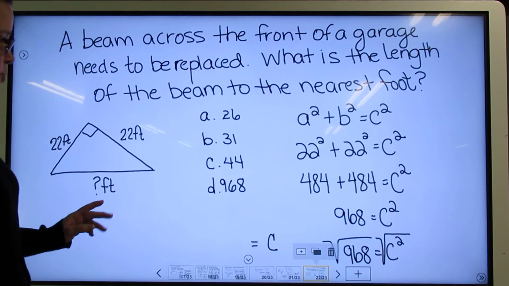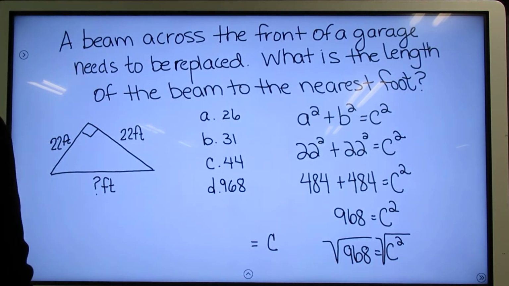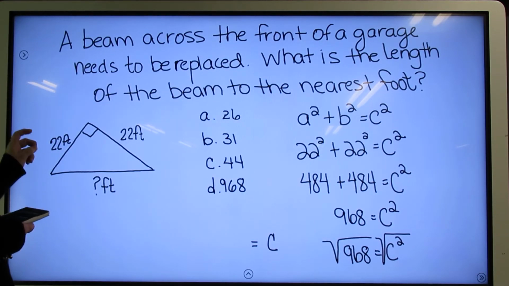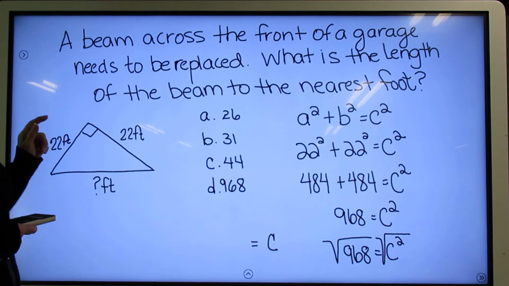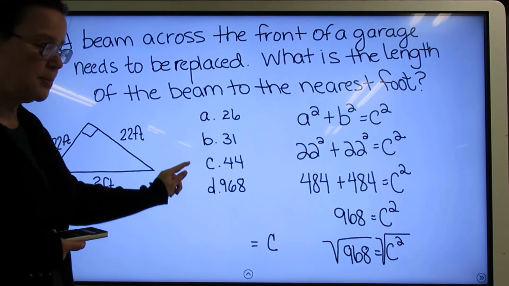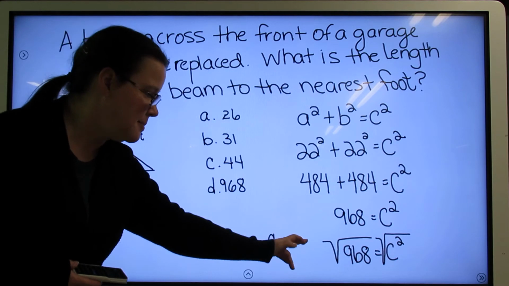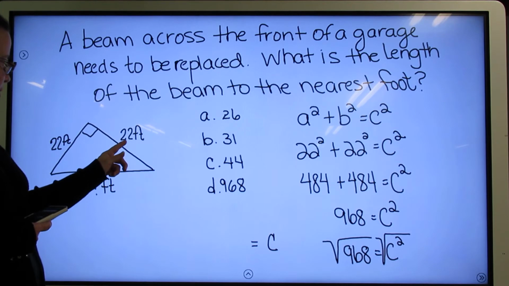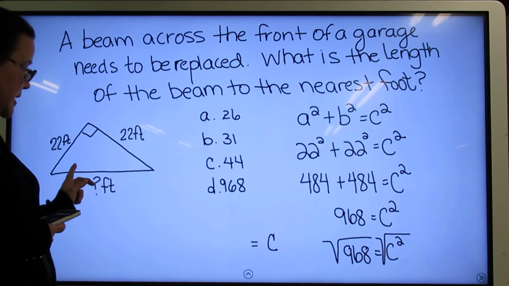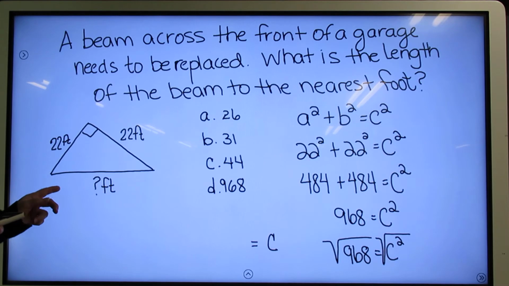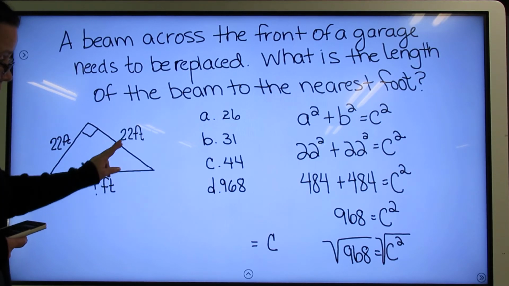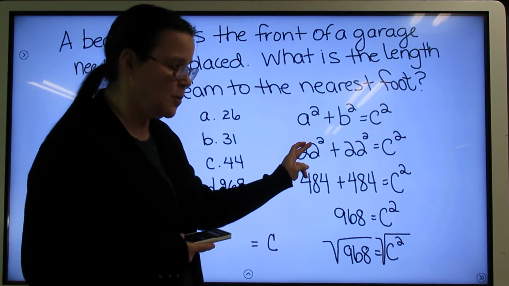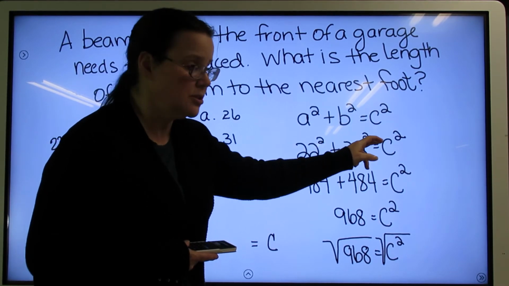Another problem I put up is a word problem. A beam across the front of a garage needs to be replaced. What is the length of the beam to the nearest foot? And this had multiple choice to choose from, and I worked out the problem, except I didn't give you the answer. So if each side is 22 feet, and this is the beam that needs to be replaced, then that would be the C squared. This would be the hypotenuse. These are the two legs. You plug them into the formula. 22 squared plus 22 squared equals C squared.